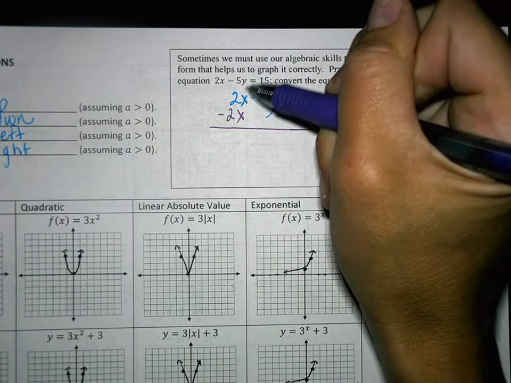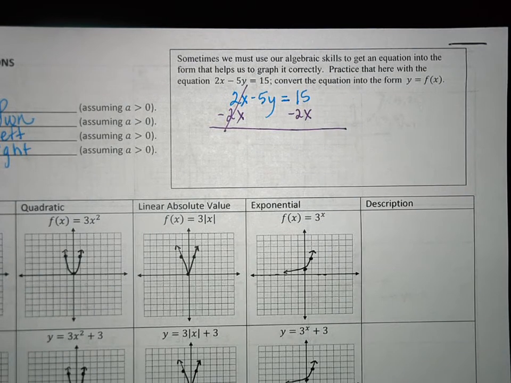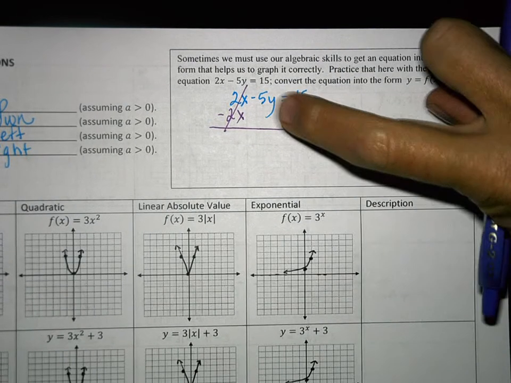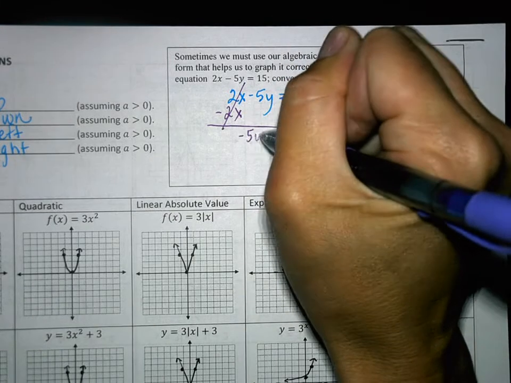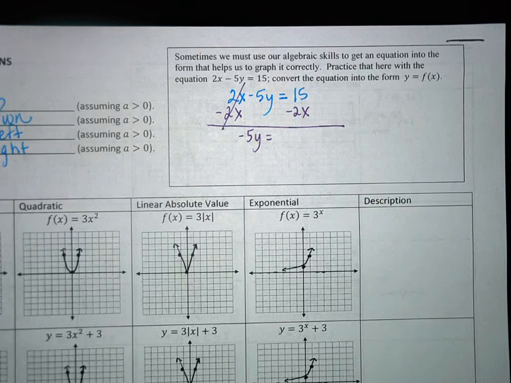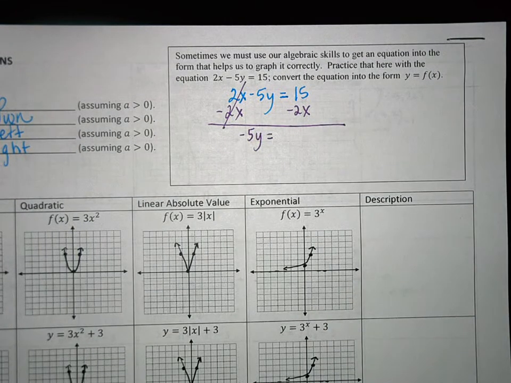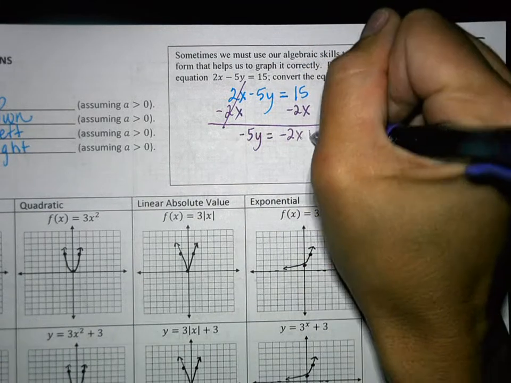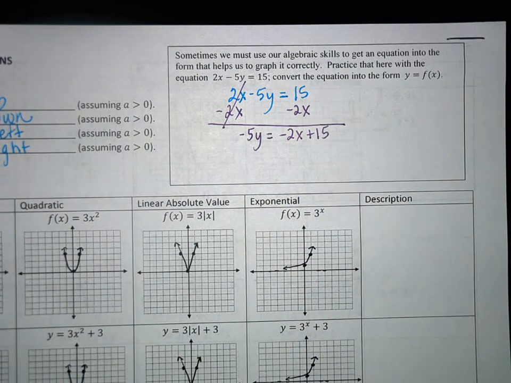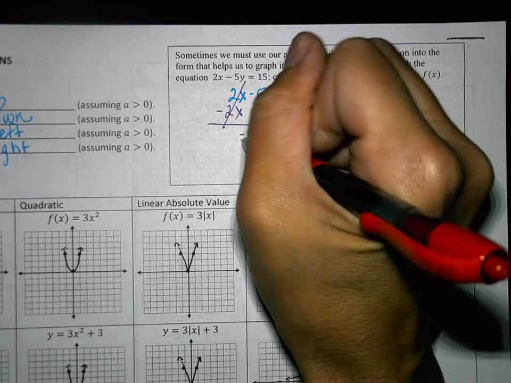So when I do that, the 2x and the negative 2x eliminate. Be careful that you don't lose your signs. So I still have a negative 5y equals, and how would I write the right side of the equation? Perfect. Negative 2x plus 15 is correct. Is y by itself? No. So the next thing I would need to do is what? Very good. Divide by negative 5 is correct.